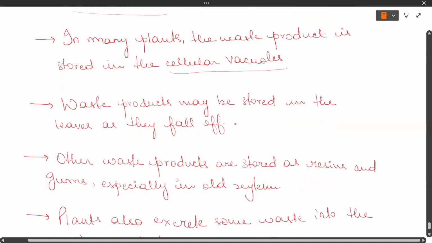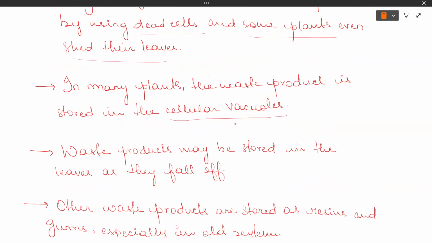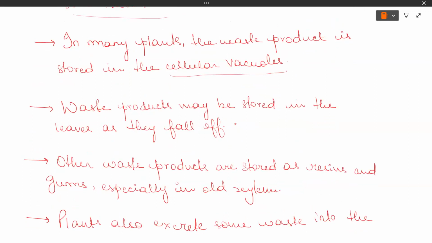Now, it is like lysosome. Exactly like lysosome. Here the waste products are kept in those vacuoles, and after that, those vacuoles digest the waste product and remove it out of the plant body.